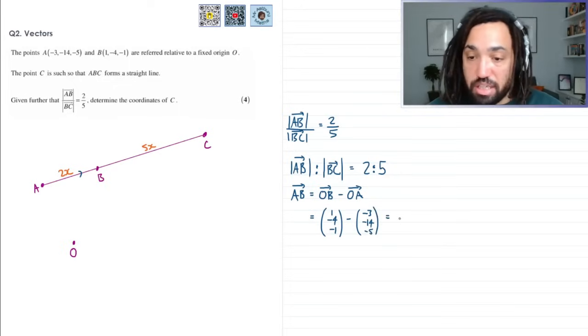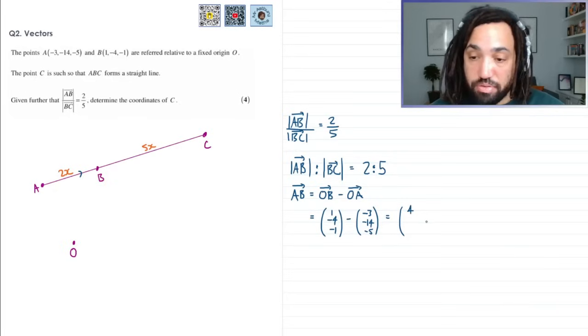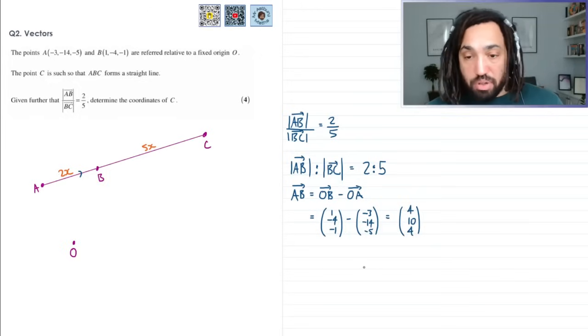Okay, so let's subtract them. So 1 minus 3... sorry, 7 minus 3 is 4. 24 minus 14 is 10. And then minus 1 minus 5 is 4. Okay, great. So we've got AB.